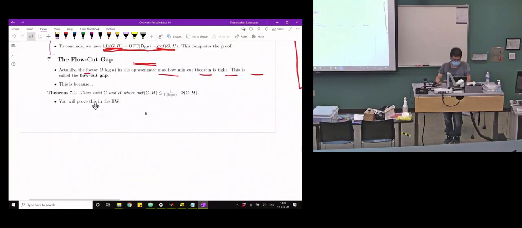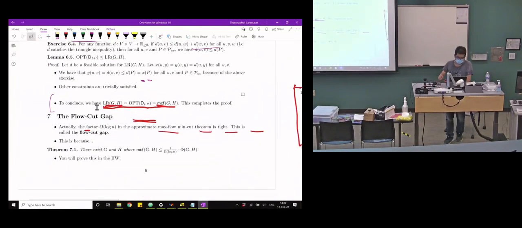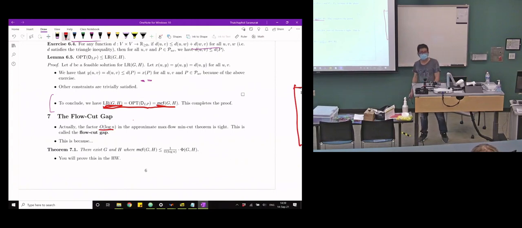Okay. By the way, I want to point out that this factor log n, you may wonder if it can be improved. Like why it's not exact, can it be O of 1? But it turns out that it is the best possible. This is what people call the flow cut gap. There is no flow cut gap for single commodity flow. Min cut and max flow are the same. But for multi-commodity, there is a gap of log n.